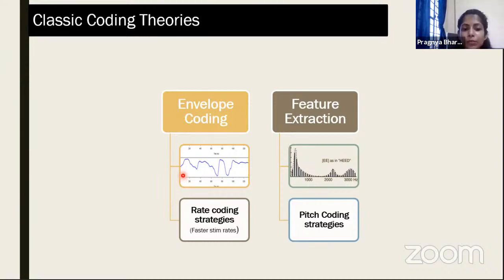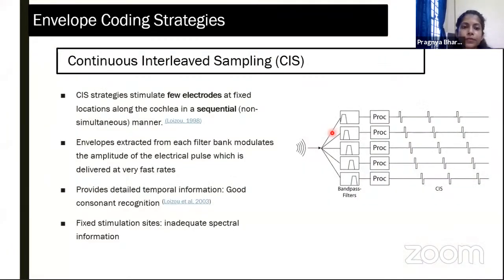A higher rate of stimulation will be able to mimic or depict a particular envelope with higher fidelity. So they are also known as rate coding strategies and rely on faster stimulation rates. Whereas feature extraction strategies rely more on extracting spectral information, like the common frequencies or frequencies with the highest energy peaks. So they're also known as peak picking or pitch coding strategies.